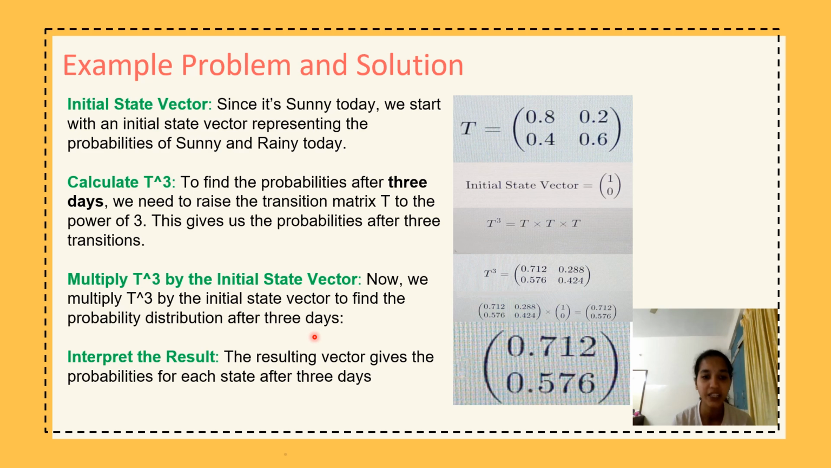Multiply T cube by initial state vector. Now we multiply T cube by the initial state vector to find the probability distribution after 3 days. This is T cube into initial state vector matrix 1, 0. Interpret the result. The resulting vector gives the probability for each state after 3 days. The resultant matrix is 0.712, 0.576.